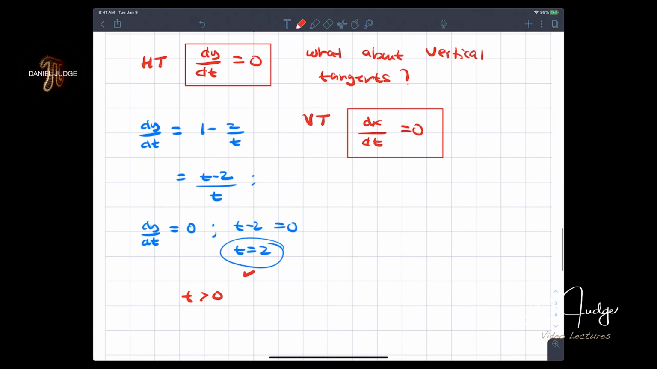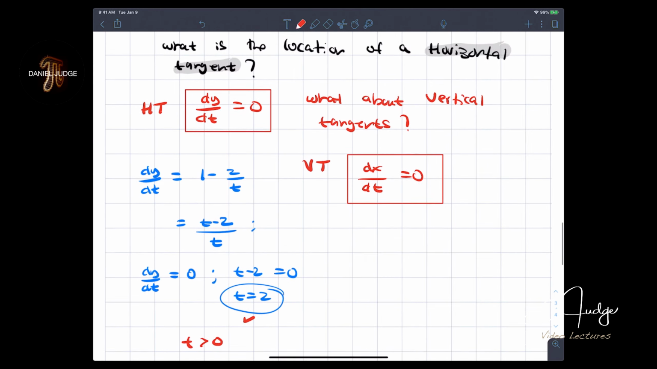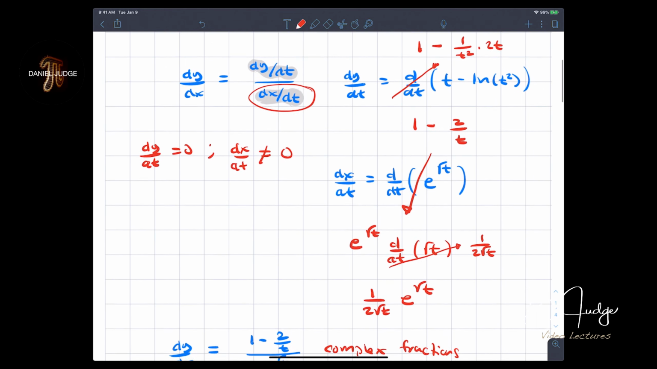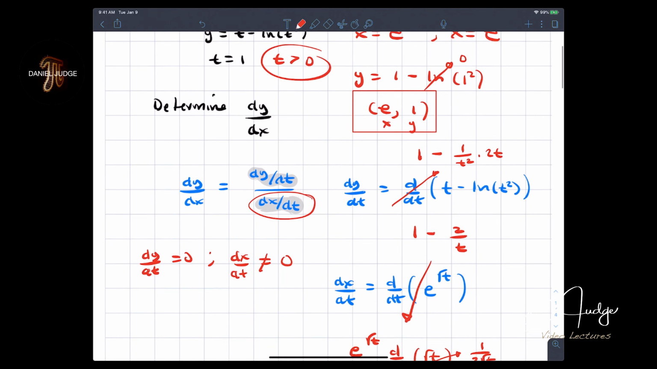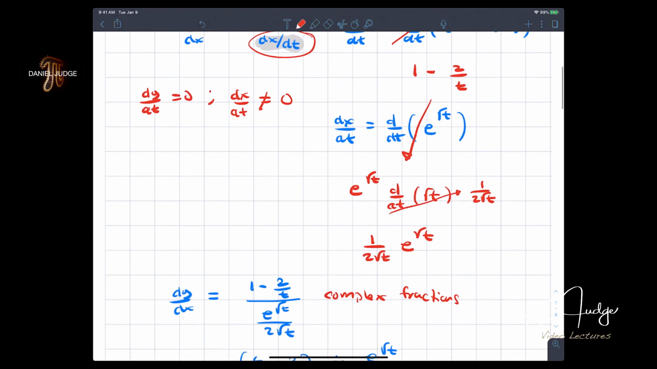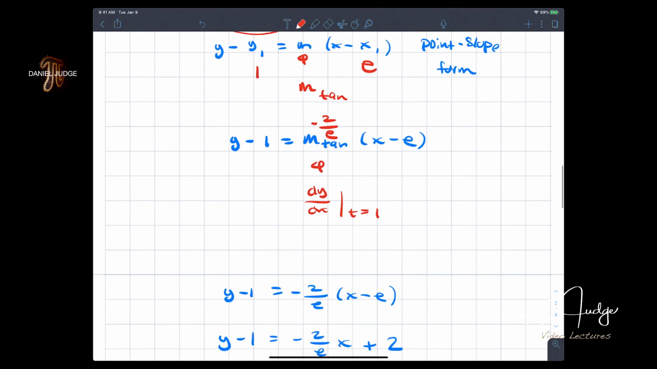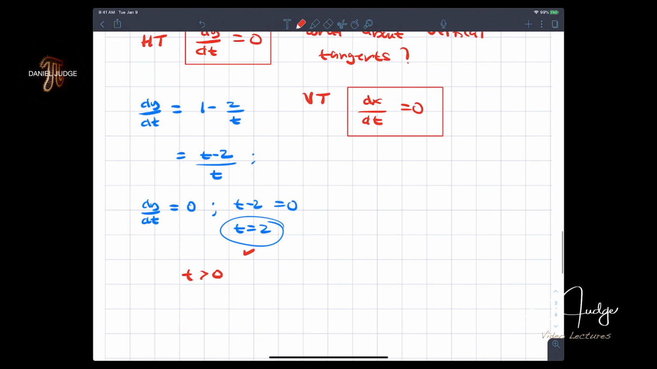Now you say, what about dx/dt? If we look at this question, we have to find where dx/dt is 0. What is dx/dt anyway? We know t can't be 0. So here's my dx/dt. Let's write that down, dx/dt now.